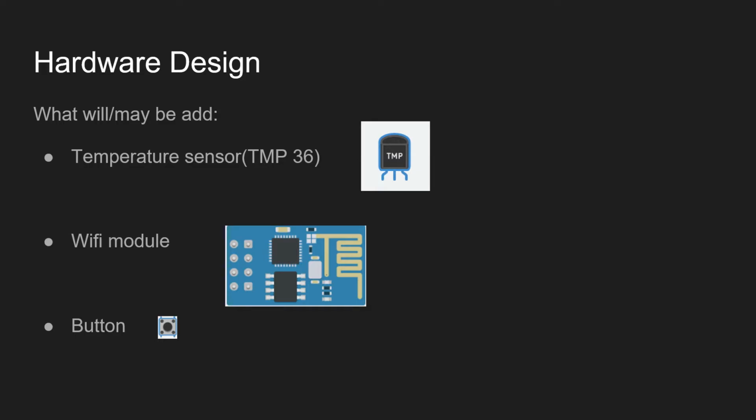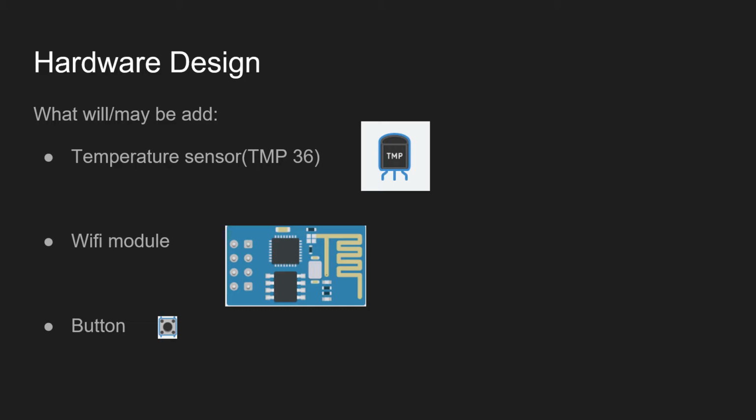For the hardware design, the components that we will add in the future include the temperature sensor, a TMP36 module, which we want to use to track and show the temperature data of the indoor environment as well. The Wi-Fi module is for sending the data to the server and also to the website for further analysis, and also for the customers and users to view the data online in real time.